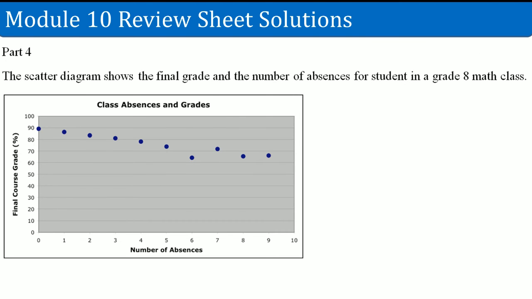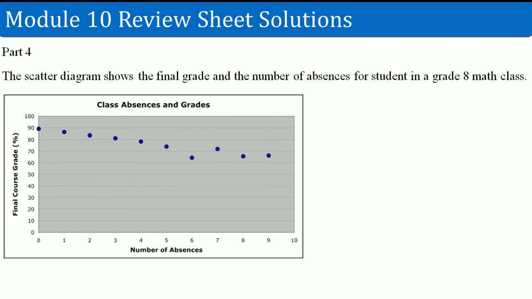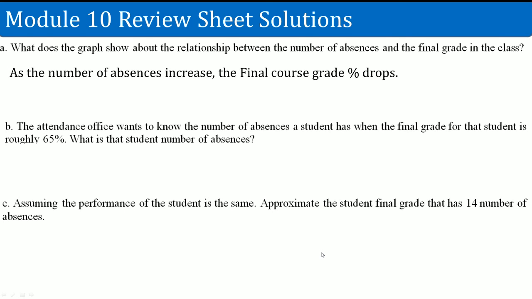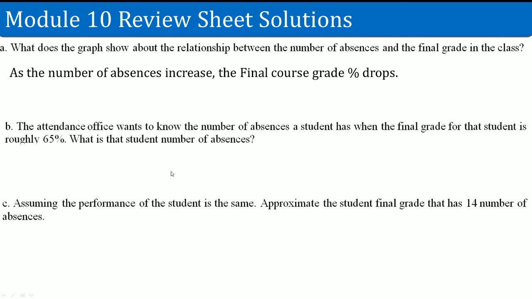Well, it looks like it's going down. As the number of absences increases, take a look. Absences increase from 1, 2, 3, 4, 5, 6, 7, and so on, and you can see that the final grade drops. Let's see if that's correct. As this goes on, the grade drops. That is correct.